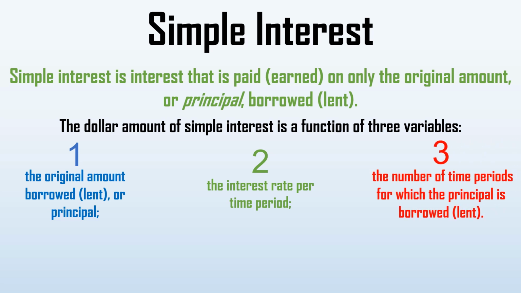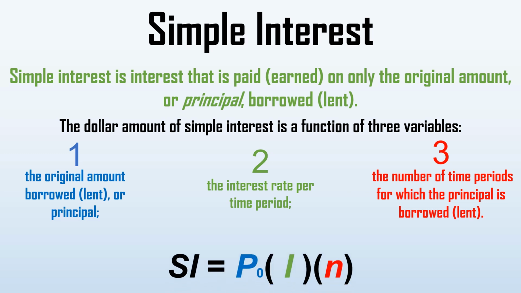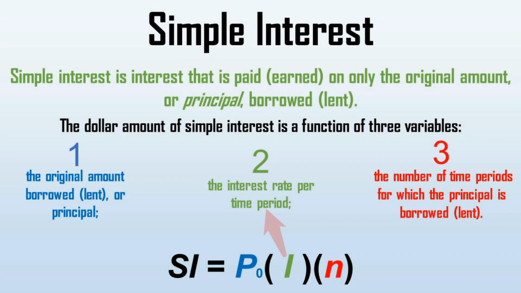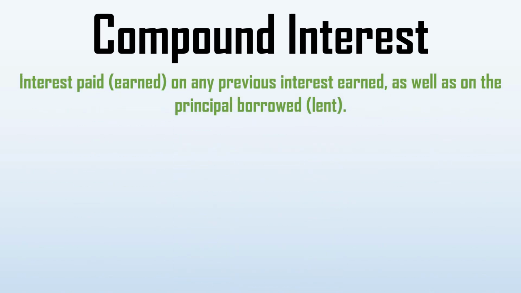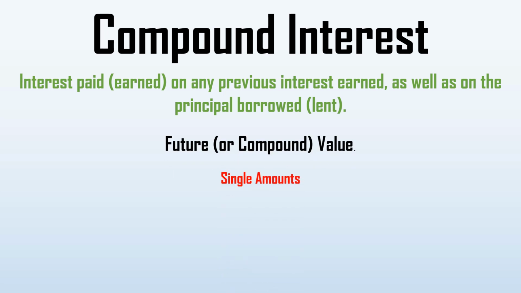A simple formula or equation can be derived. Simple interest is equal to principal multiplied by interest rate and multiplied by number of time periods. This is the formula to calculate simple interest. And now the compound interest. Compound interest is the interest paid or earned on any previous interest earned, as well as on the principal borrowed or lent. It means interest on interest.